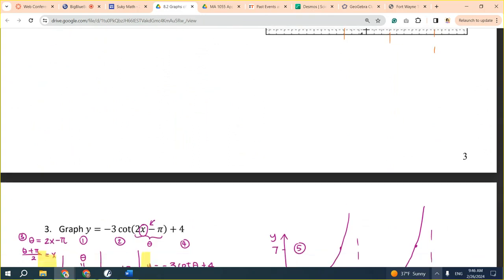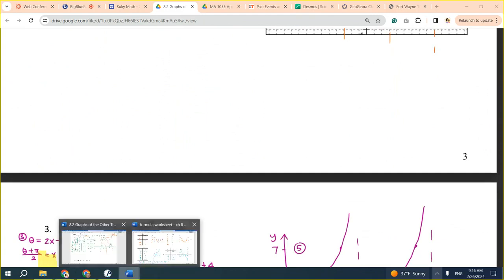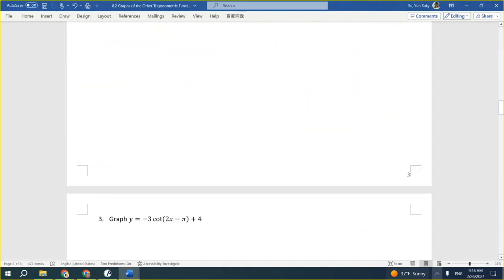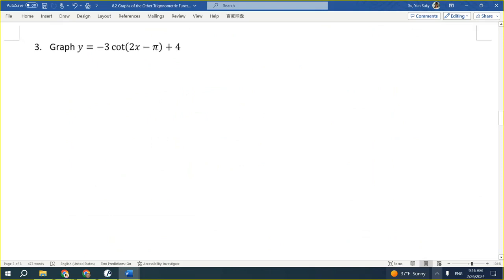Okay. So everybody do number 3. So set up number 3, okay? You get 4 minutes. You can set up. Set up number 3. So next class, we will look at the secant and tangent.